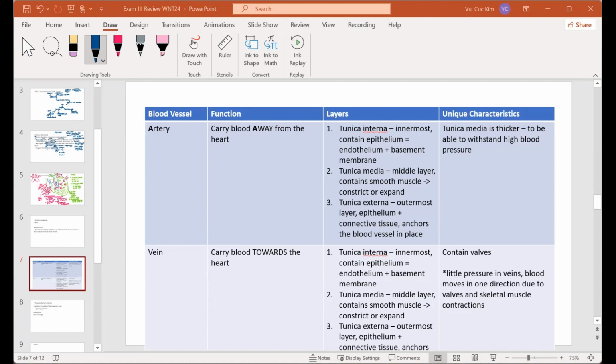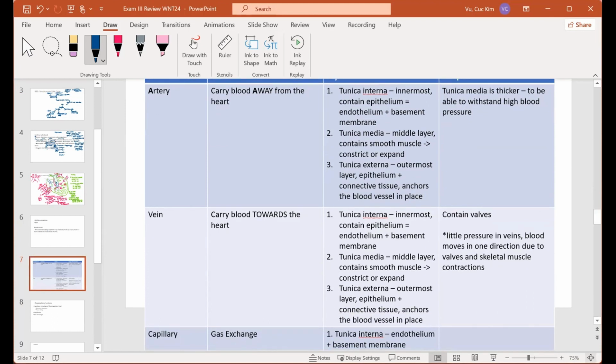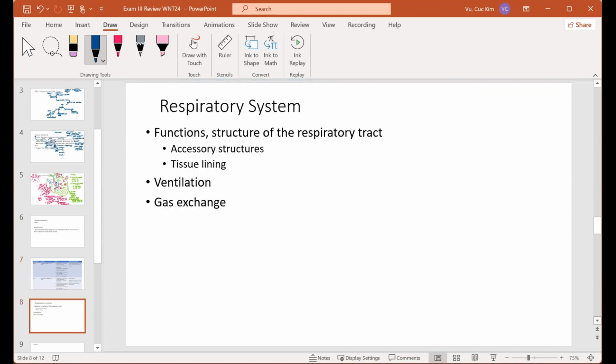And then there's also the capillaries below. Let's see if I can scroll down. There we go. Oh, okay. So that's the cognitive map for the blood vessel. So you want to make sure you understand that as well. Okay. All right. So for this evening session, we're going to focus on the respiratory and the digestive.